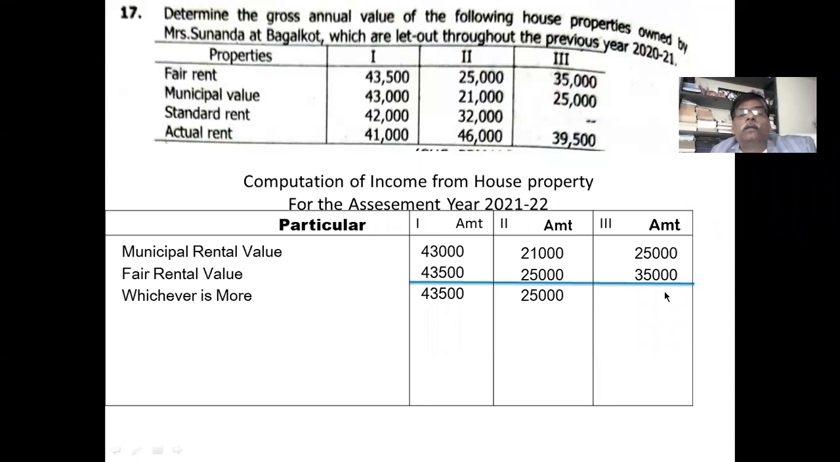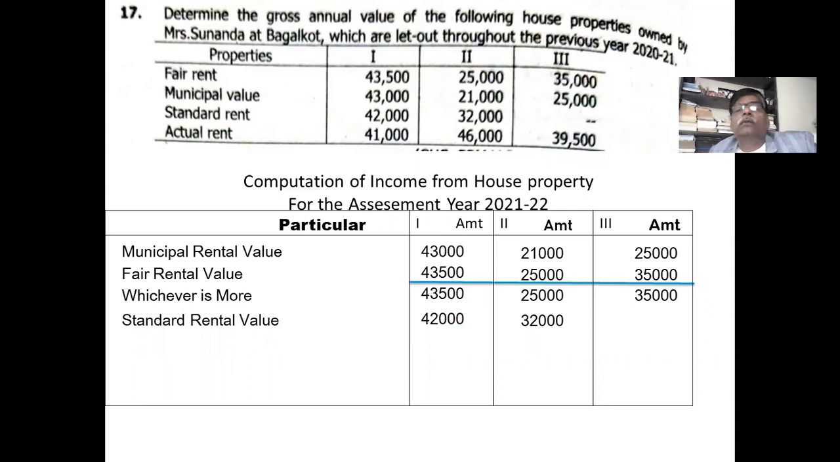43,500, 25,000, 35,000. Whichever is more. Clear. Thereafter, you take the standard rent. Standard rent for the first is 42,000, second 32,000. In the third column, there is no standard rent.